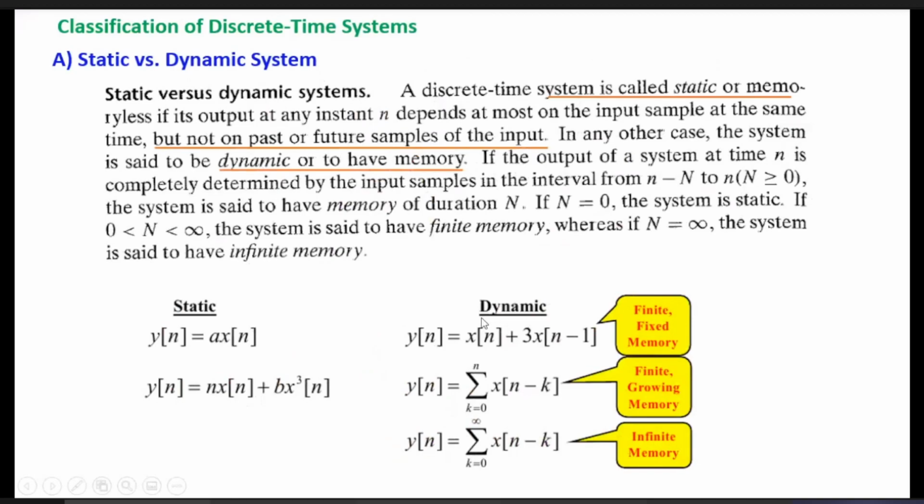Now there are some classifications of discrete time systems. The first classification is static versus dynamic systems. Do you have any idea about static and dynamic systems?